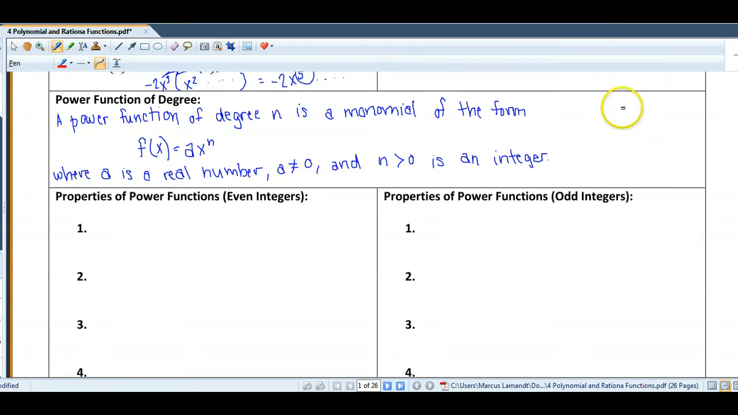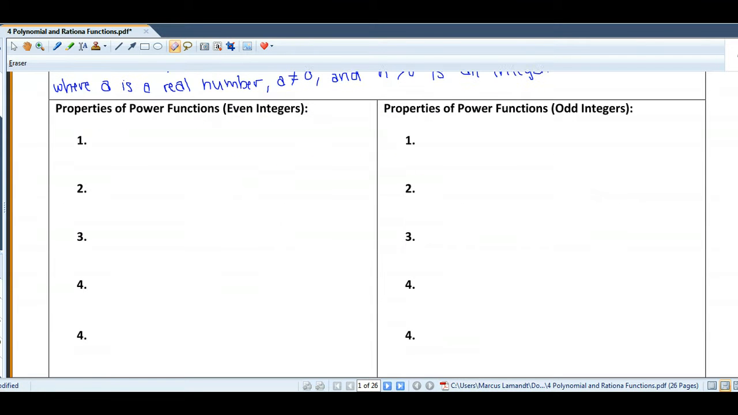So, 3x would be an example, or negative 5x squared, or 8x cubed, or negative 5x to the fourth, anything like this. These would be power functions of a certain degree. Okay? Alright. Power functions with even integers and odd integers are going to have different properties. So let me list them out and then we'll discuss them.